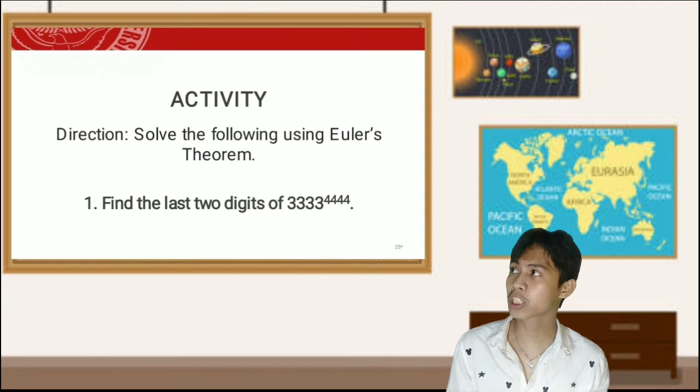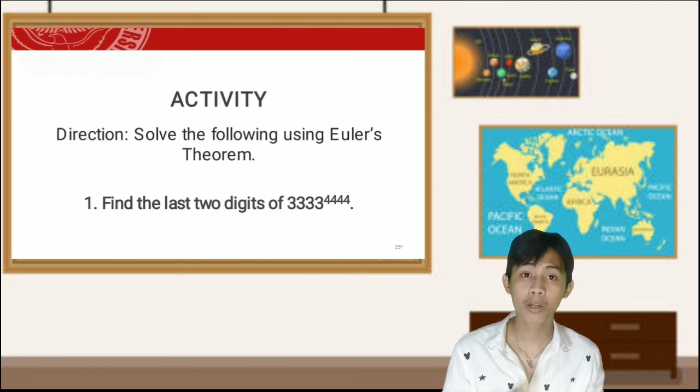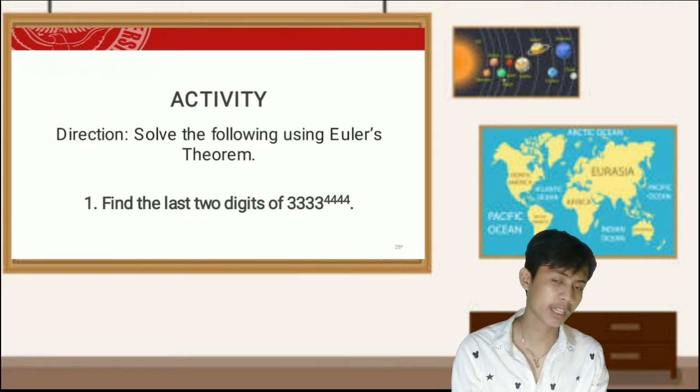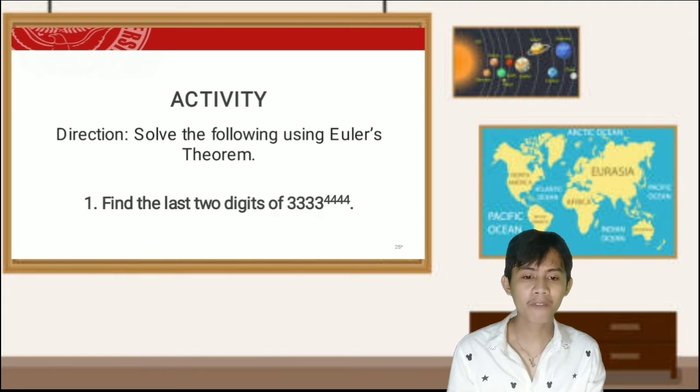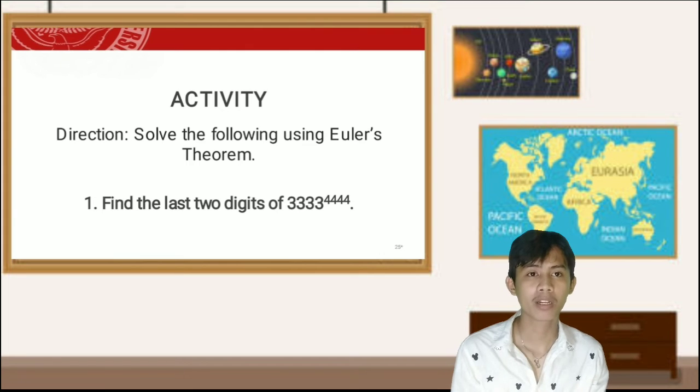So, direction: solve the following using Euler's theorem. Find the last two digits of 3,333 to the power of 4,444. I will give you 10 minutes to answer, and after you answer, I will give you 5 minutes to present your output. So you may now start.